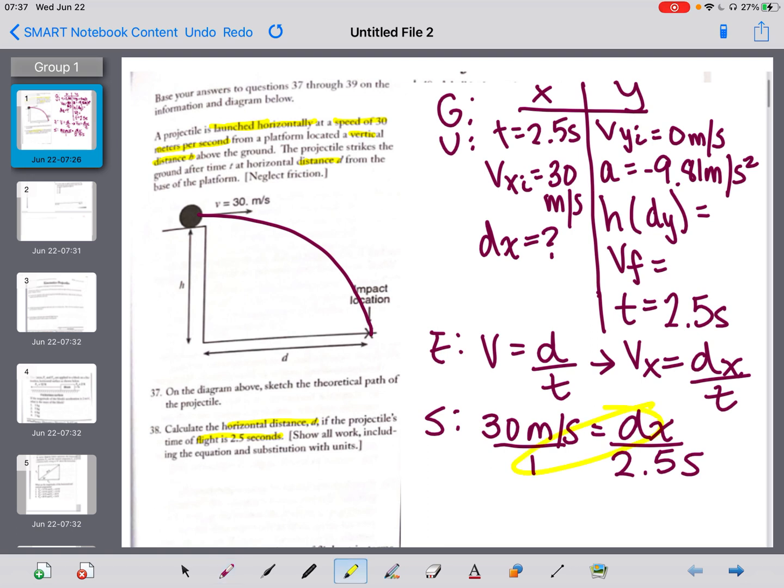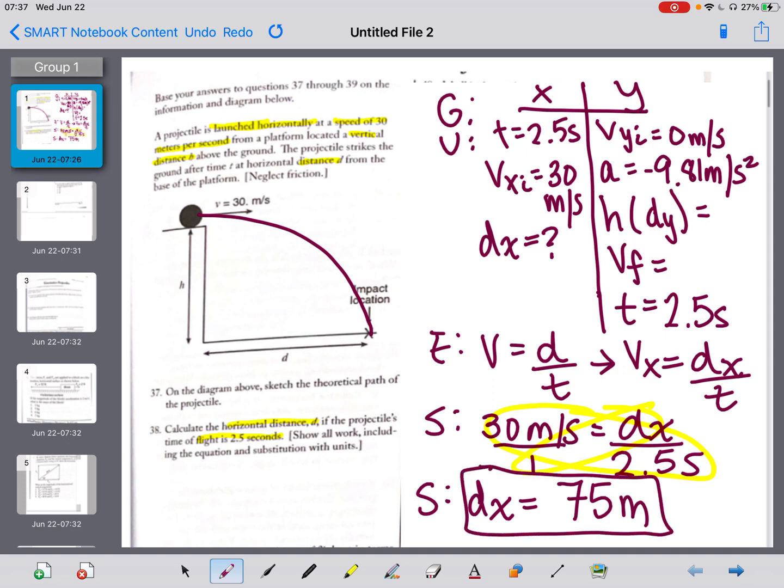From here, all you have to do is cross multiply. So then you have dx times 1, which is just dx. And then in your calculator, 30 times 2.5 gives you an answer of 75 meters. That's how you'd solve for this horizontal projectile. Keyword, horizontal. There was no angle theta given here, so we couldn't do the other type of projectile.